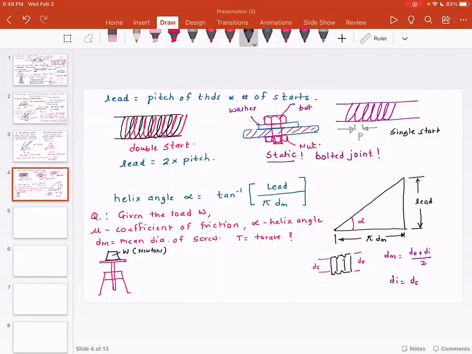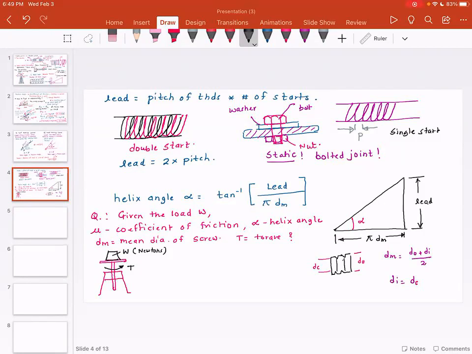Now, to raise this platform up, I need to apply some amount of torque. So to raise this load, I need to apply some amount of torque. Now, how do I find out how much torque I should be applying so that the load is raised? And please note, I'm not talking about the power or the work. I'm talking about just the amount of torque that is needed to raise the load.